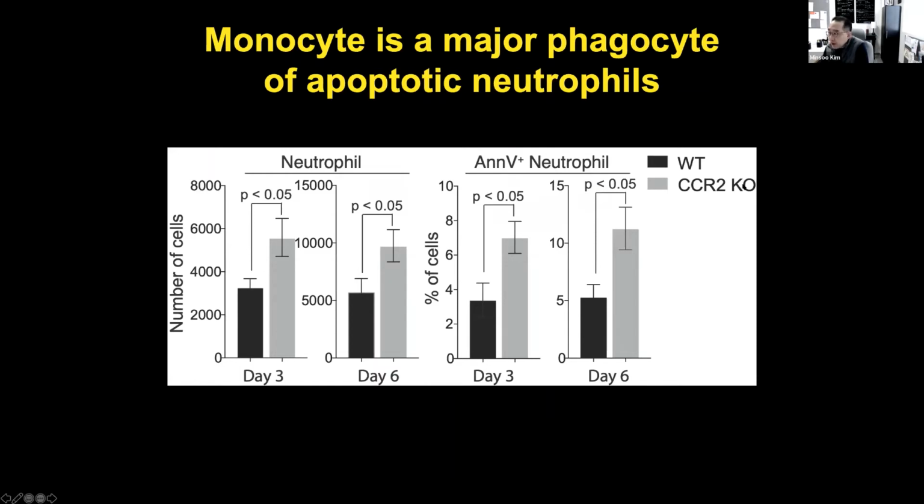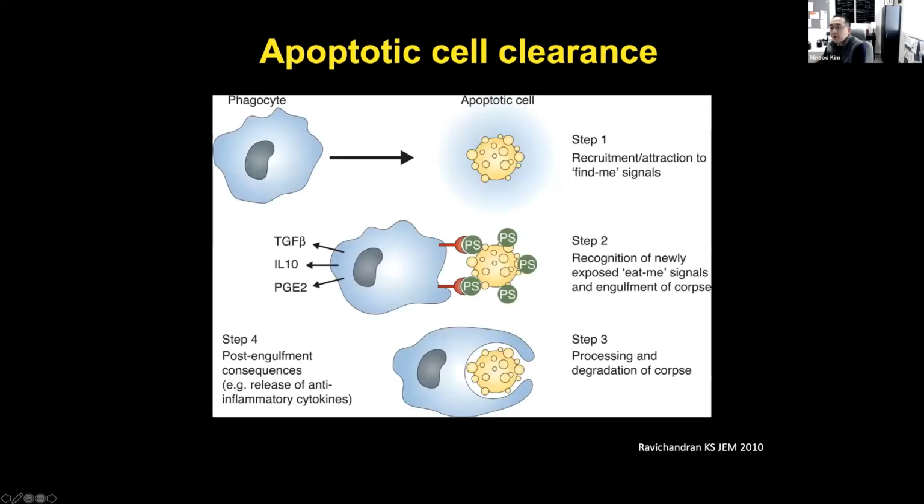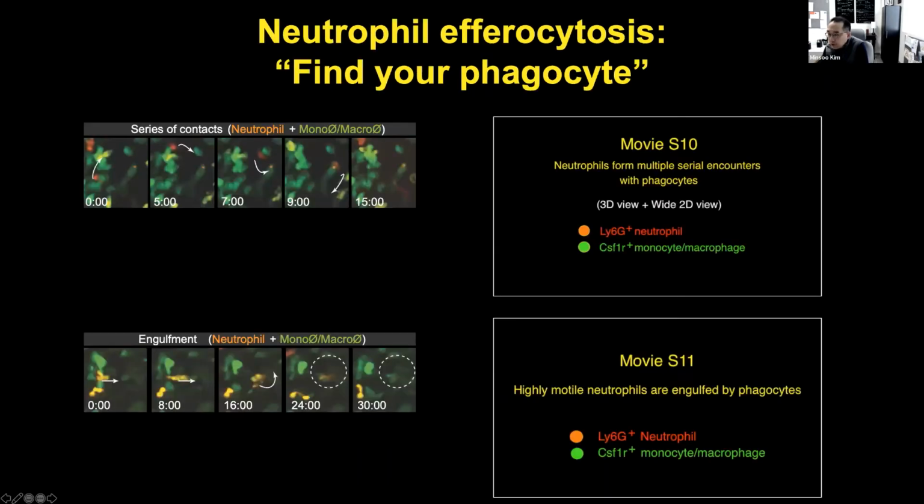And it is actually the case that if we infect CCR2 knockout mice, which don't produce circulating monocytes, the neutrophil clearance, the apoptotic neutrophil clearance, was very delayed in these mice. Then, the conventional consensus here is that many apoptotic cells die and stay, release eat-me and find-me signals, and the phagocytes actively approach those apoptotic cells and eat them. But that is not the case in our system.